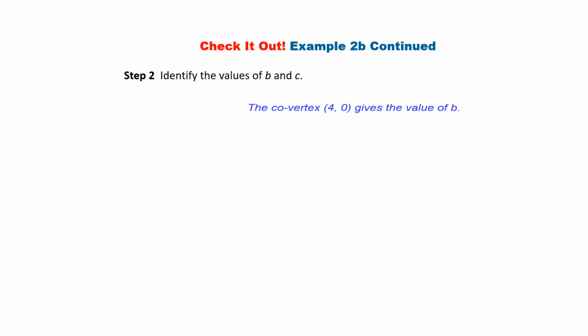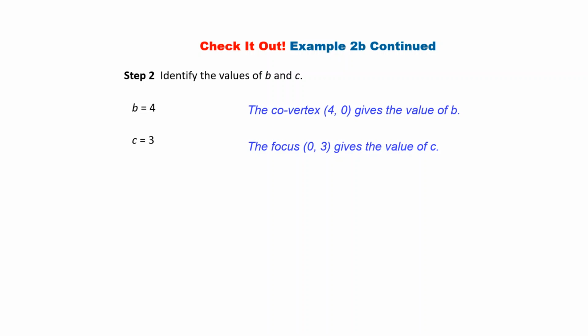Step 2, we need to identify our values of b and c. We know the covertex was (4, 0), so that gives us the value of b, because the covertex is the minor one, and the minor one is 4. So our b is 4. We don't have our major one, but we do have our focus, and the focus is at (0, 3). So that tells us c is 3.